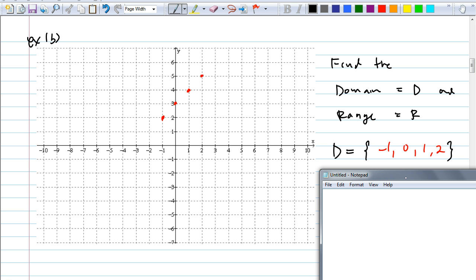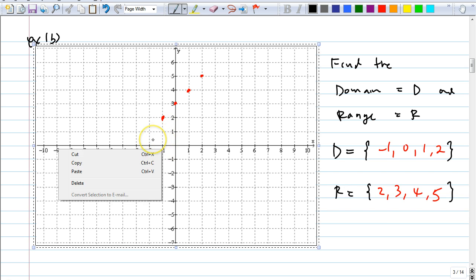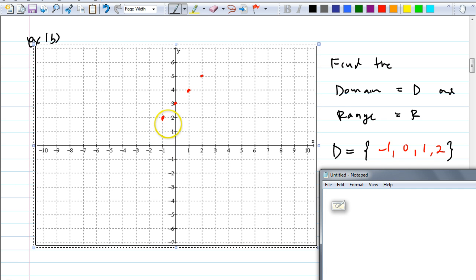Now, what's a nice way to kind of see this? You could just kind of take a point and go down vertically, right? This is for this point, right? If you go down vertically, isn't that -1? That's the x coordinate of this point, right? Go down here, that's the x coordinate. Go down here.